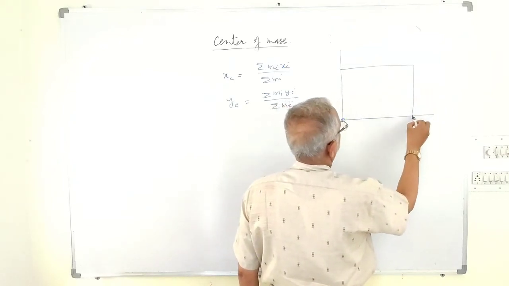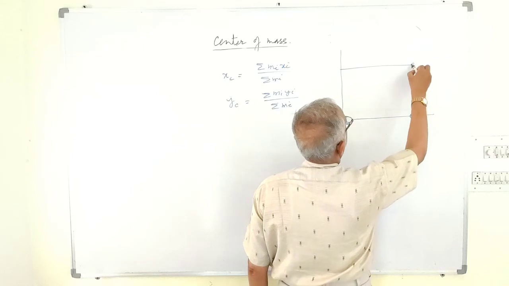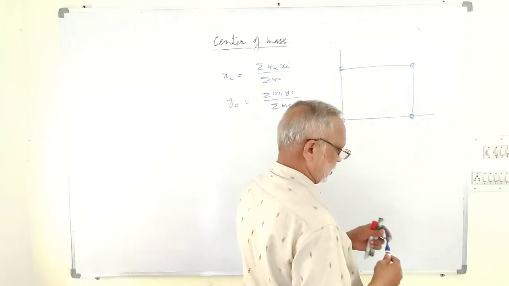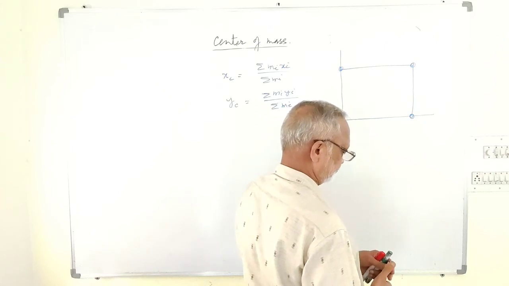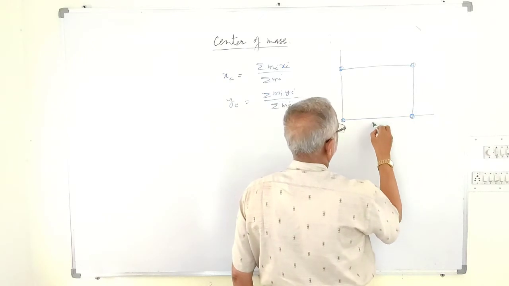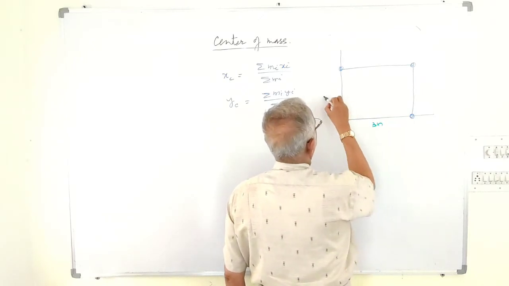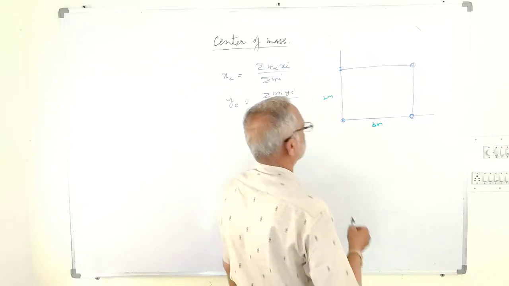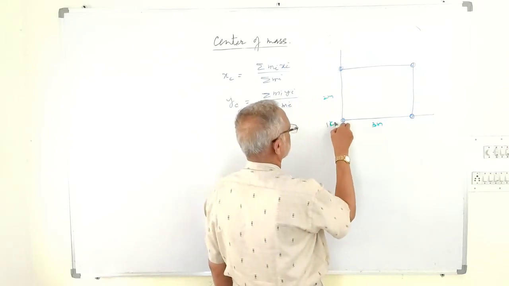Suppose first of all we have 4 bodies of equal masses placed at the corners of a rectangle having length 3 meter and breadth 2 meter. Suppose each one is of mass 1 kg.